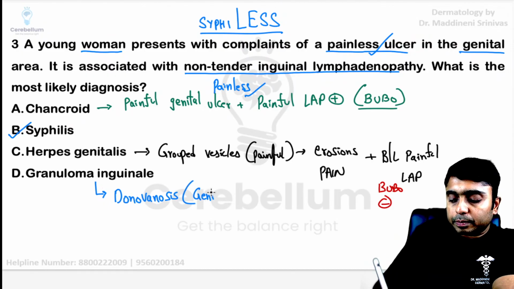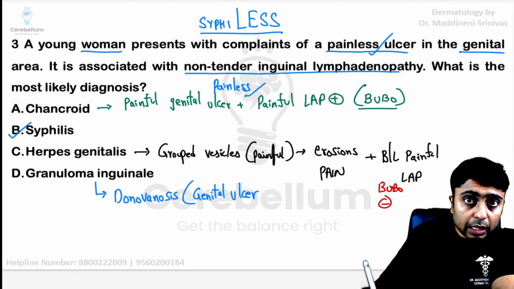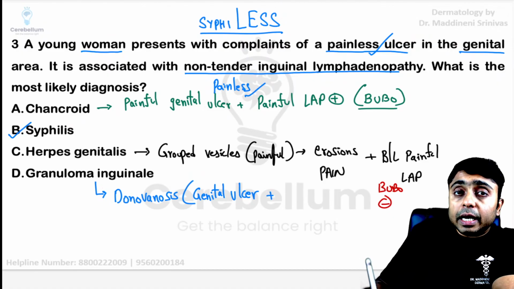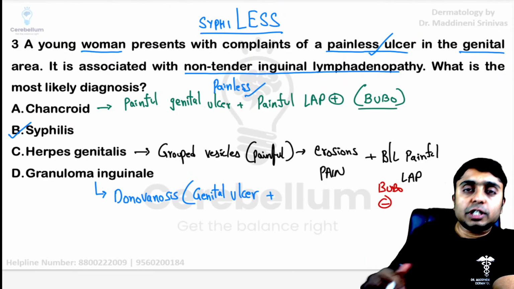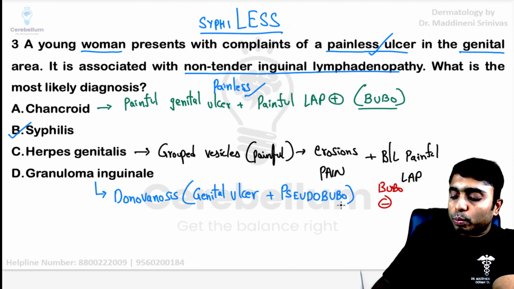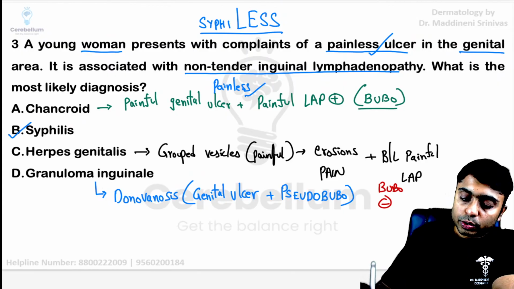Genital ulcer is described as beefy red ulcer. Beefy red ulcer, and along with that, the lymphadenopathy is going to be absent. So here there is going to be only subcutaneous swelling in the inguinal lymph node area. So this is referred to as pseudobubo.